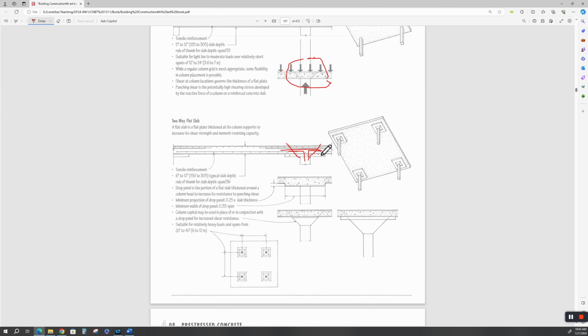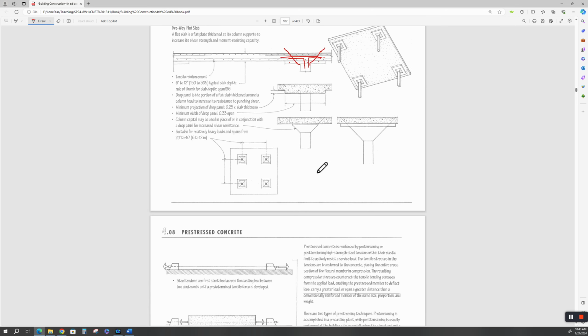And again, the rule of thumb of the angle is anywhere from 30 to 60 degrees. We used 45 as an average and never had a problem. All right. Suitable for relatively heavy loads and spans from 20 feet. Again, there's another rule of thumb. And you can see how the shear stresses from the capital.